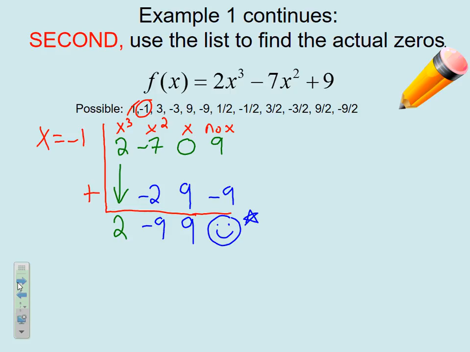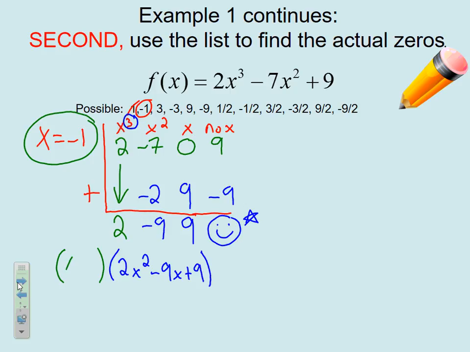So I am going to rewrite this, since this was cubed. It's going to be 2x squared minus 9x plus 9. That's what I'm going to be factoring. The factor or the 0 that I found that worked was right here, that x equals negative 1. So if I write that as a factor, it's going to be the opposite. So it's going to be x plus 1.